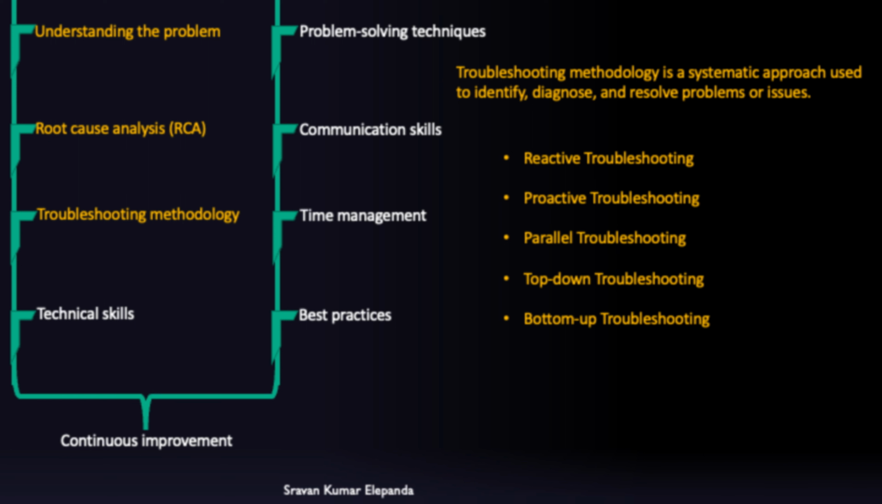Next is parallel troubleshooting. Parallel troubleshooting involves running multiple tests and experiments at the same time to identify potential issues and root causes. What does that mean? Let's say people have started working from the storage side, you are working on the compute side, and someone else on the network side. So multiple things are happening in parallel, and you are taking corrective actions to identify the root cause.